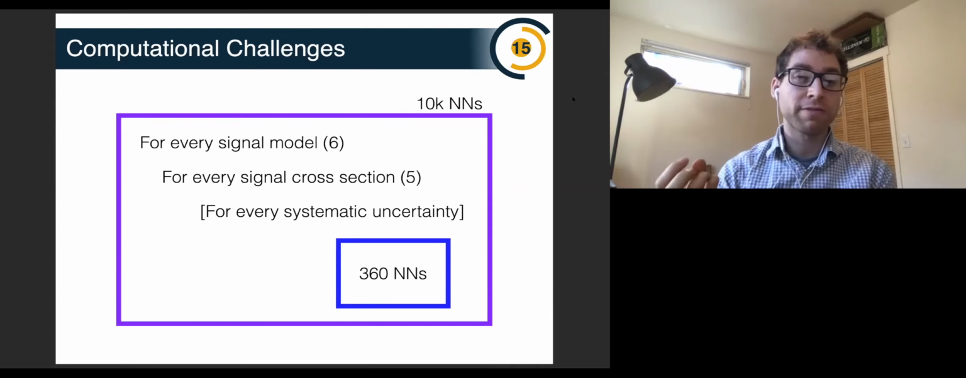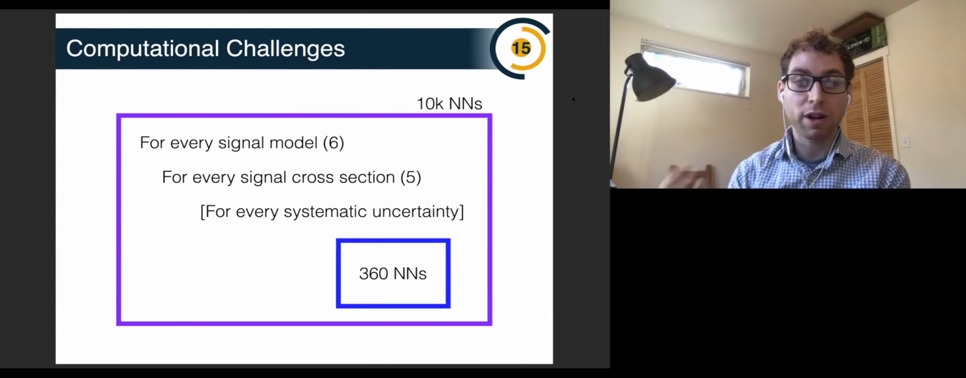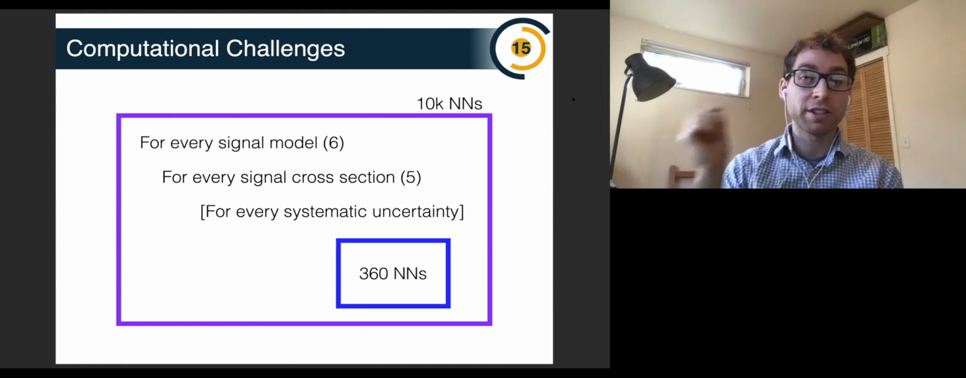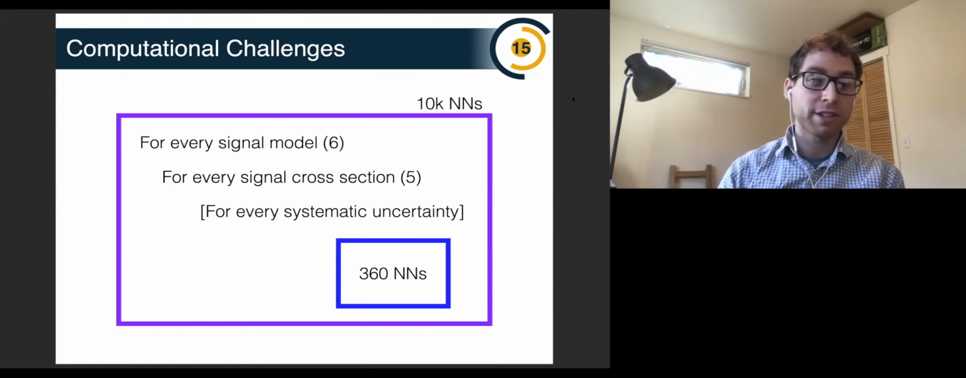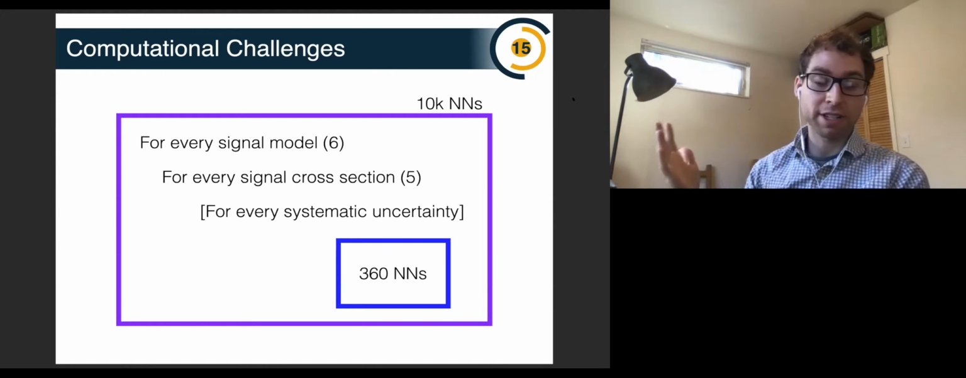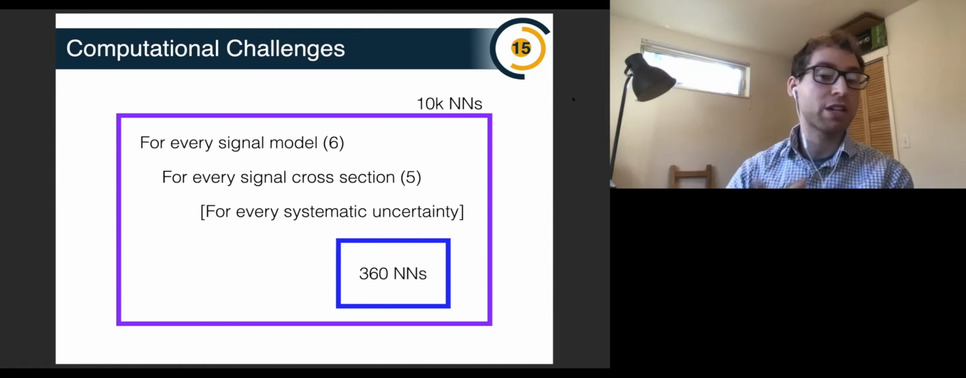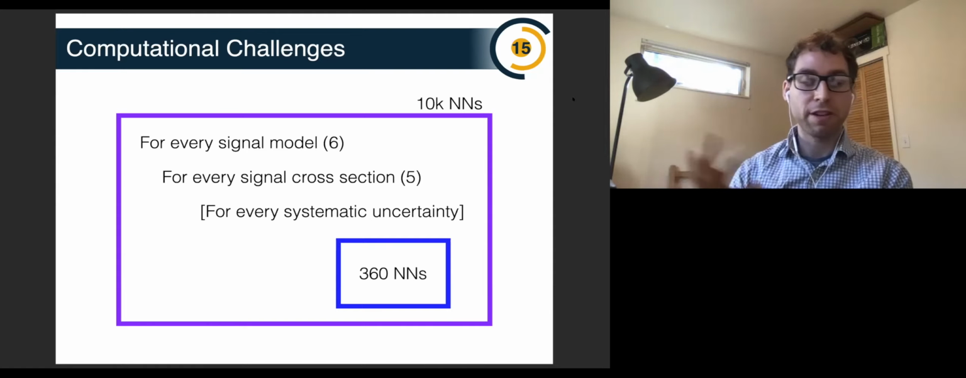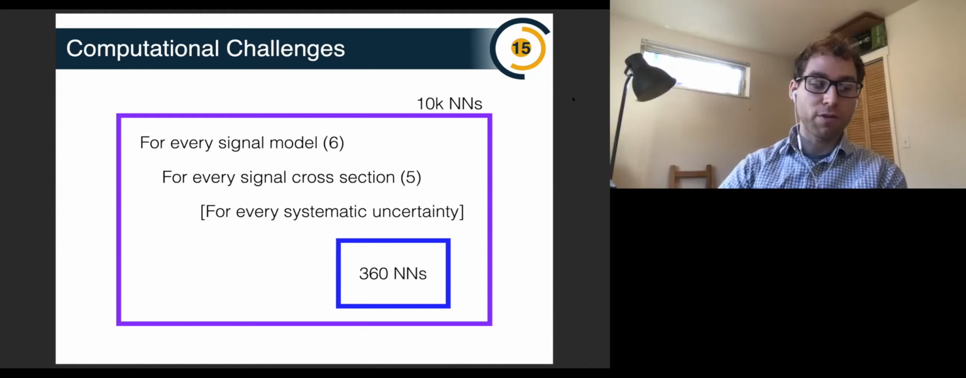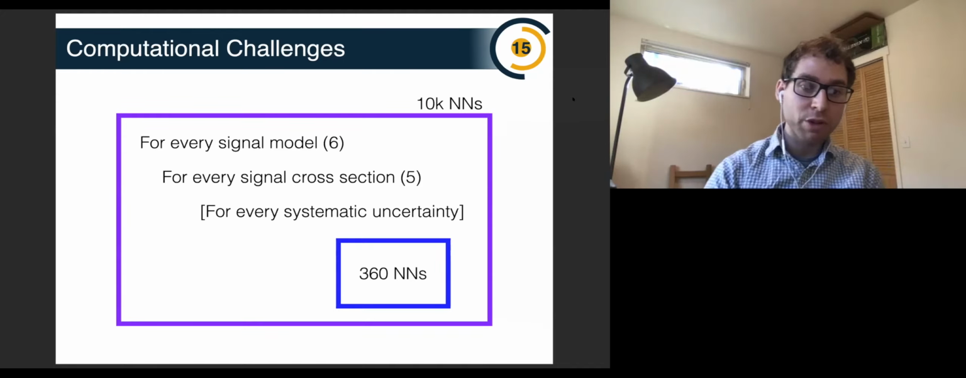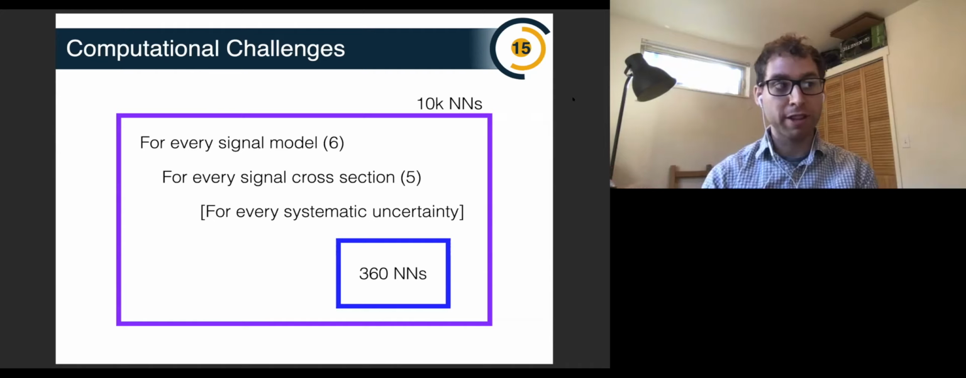A signal model is specified not only by its parameters, but also by its cross-section. So every time you inject a signal model, for every cross-section of that signal model, and also in principle for every systematic uncertainty that would change the phenomenology of that model, you have to retrain a neural network. You have to embed this whole few-hundred neural network scan. In total, you have to train something like 10,000 neural networks to make that plot I showed earlier.